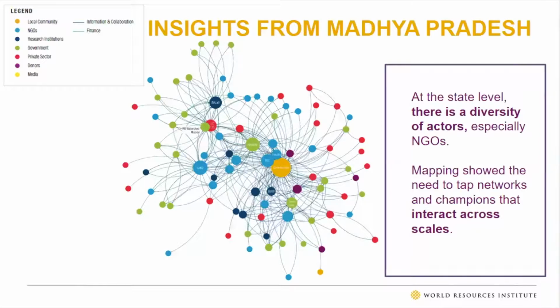Another interesting thing that we found was that one of the big NGOs, which is well known in the state capital, was working in the periphery in the district. So the larger finding for us was to tap some of these networks and champions which are working in the periphery if we have to think about scaling landscape restoration in the district.